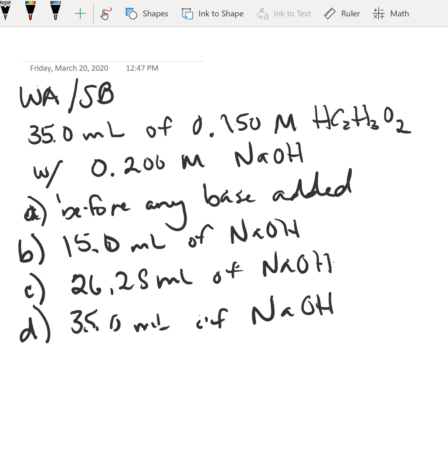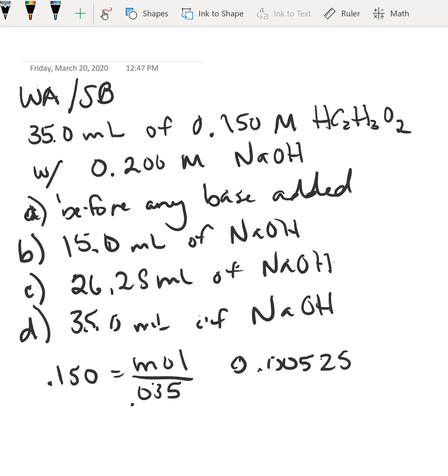And while I'm on this page, I'm going to find my moles. So 0.150 is moles over 0.035 liters. Okay, and that's going to be the moles that I'm going to use in my ice chart for my acid.